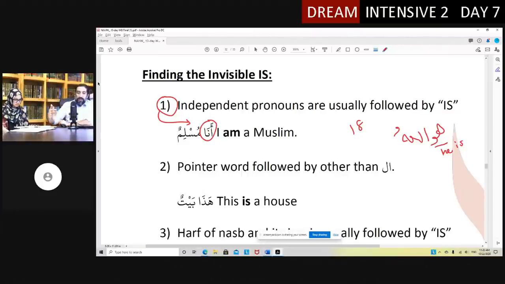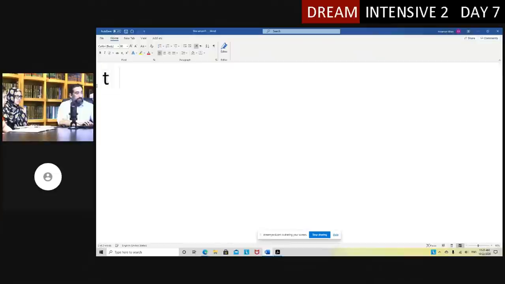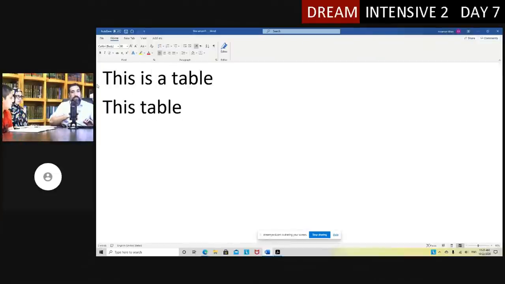Because the musharun ilay, like I said, this microphone, that's not a sentence. If this table is not a sentence, this table is big, now that's a sentence. You know what that means? That there's a difference between this is a table and this table. Let me put that on the screen. This is a table and this table. Which one of these is a sentence? This is a table.